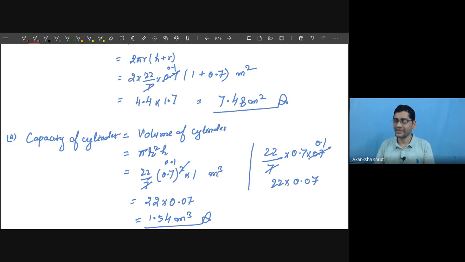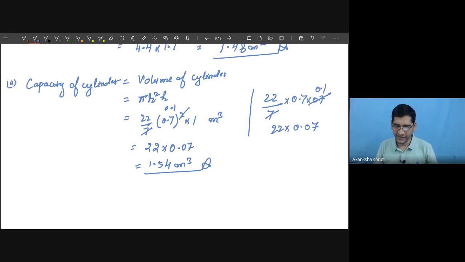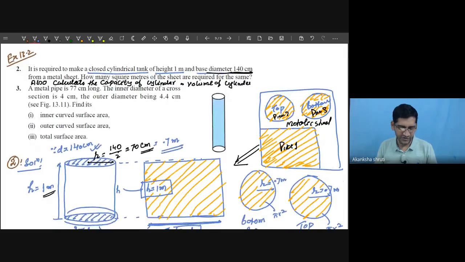That much liter you can get. So that conversion we will see later. One of the questions is there in our volume that we will do. So it was about question number 2.